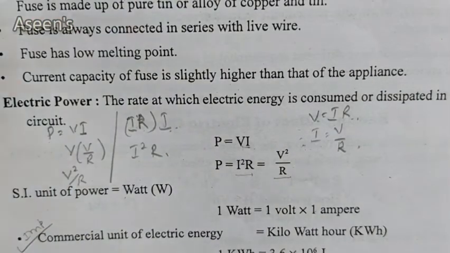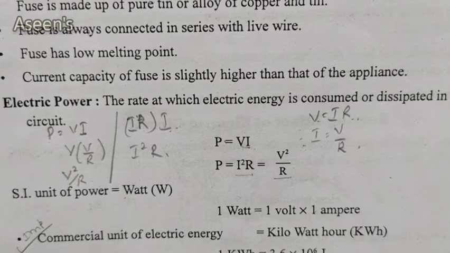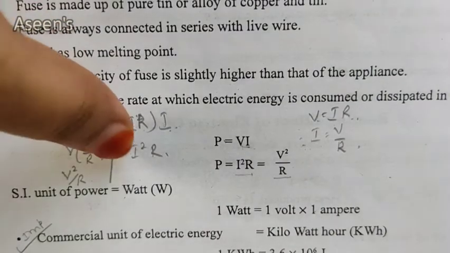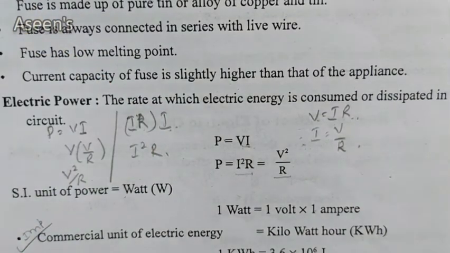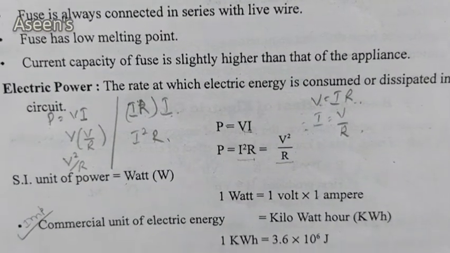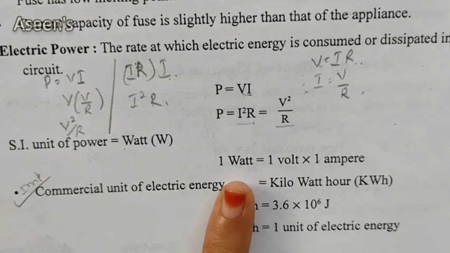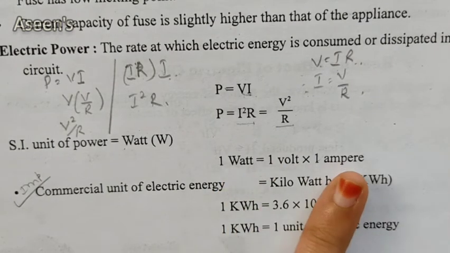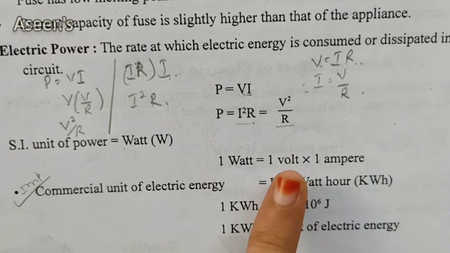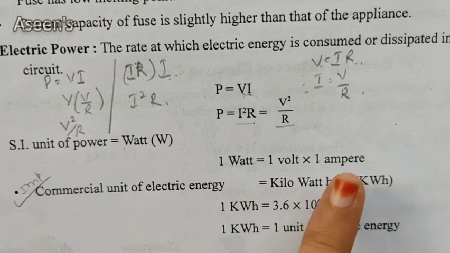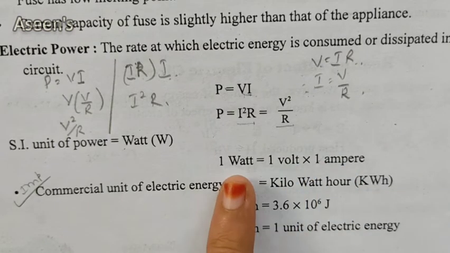Now, the SI unit of power is nothing but watt, but for our commercial usage, whatever electricity we are using, we don't use watt, we use kilowatt. So what is this kilowatt? We'll talk about it later, but first let's see what 1 watt is. 1 watt is equal to 1 volt into 1 ampere. So if you are using current at the rate of 1 ampere for 1 volt, then it's going to be called 1 watt.